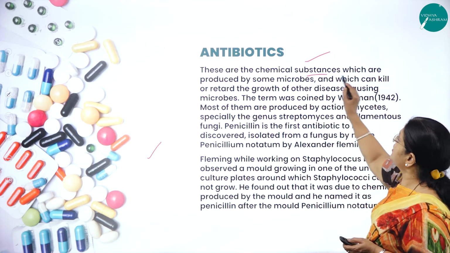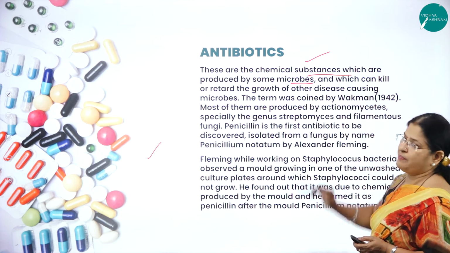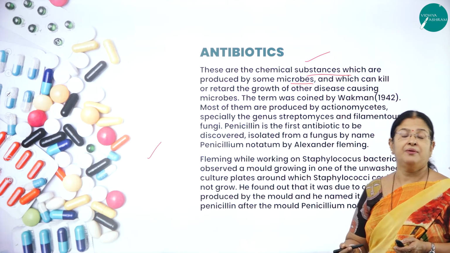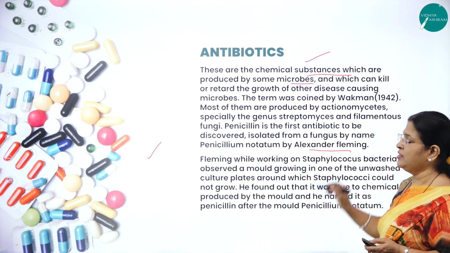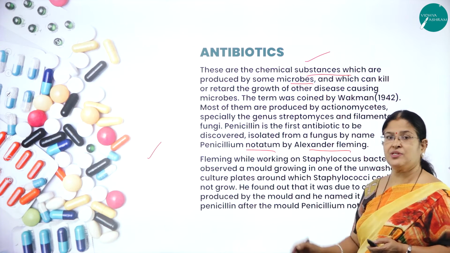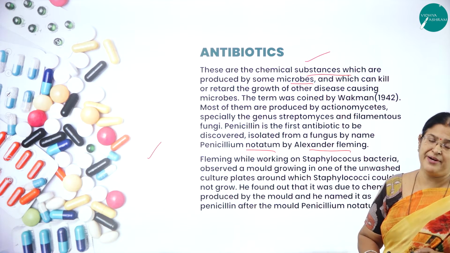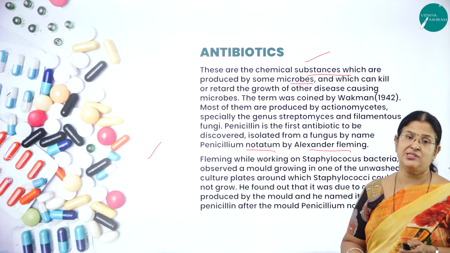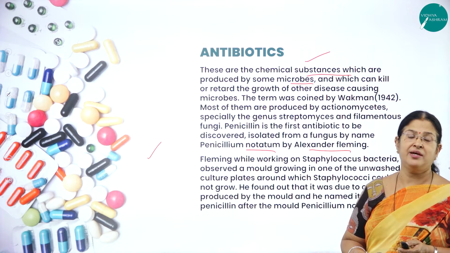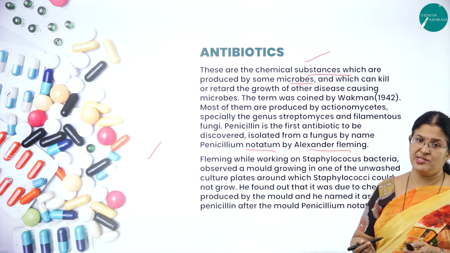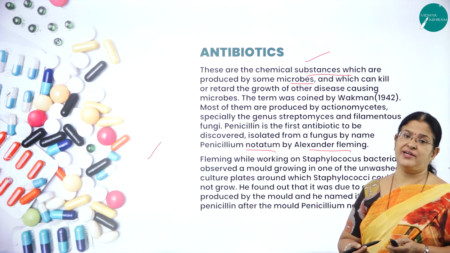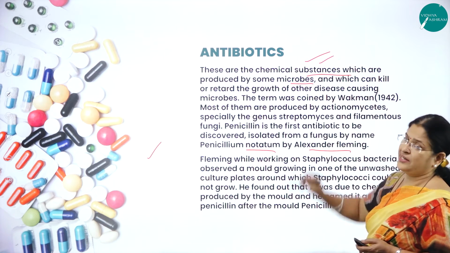So these are the chemical substances which are produced by microbes. As I said, penicillin. Penicillin is a wonder drug discovered by Alexander Fleming, that is Penicillium notatum. So this is the first antibiotic that was discovered, and imagine if antibiotics were not there, I think each and every human being would have been prone to diseases, and we are able to fight against diseases. It is because of these antibiotics.